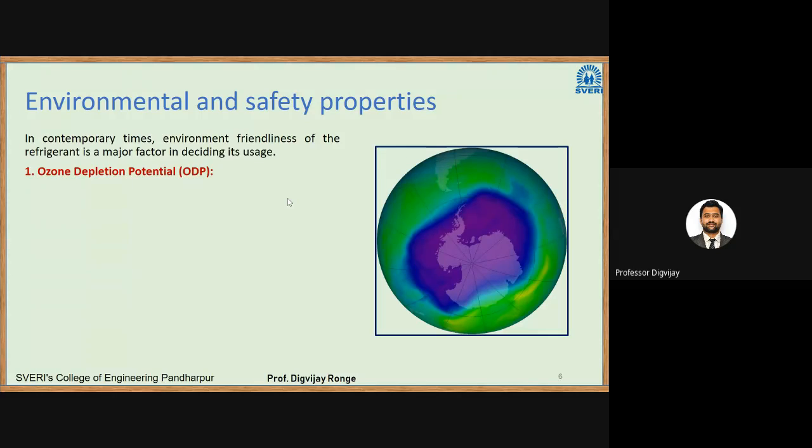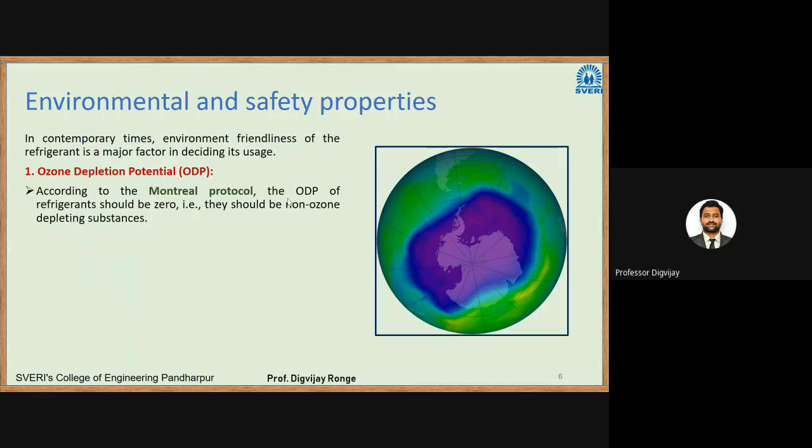So the scientists have taken CFCs as a base gas to compare the ozone depletion potential of other gases. Based on the ozone depletion potential of CFC, other gases are numbered. According to the Montreal Protocol, the ODP of the refrigerant should be 0. There was a summit conducted in 1987, where it was decided that all the gases which are harmful to the ozone layer should be phased out. That summit was named the Montreal Protocol.